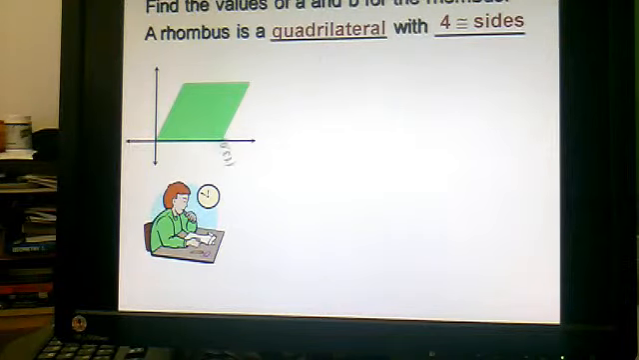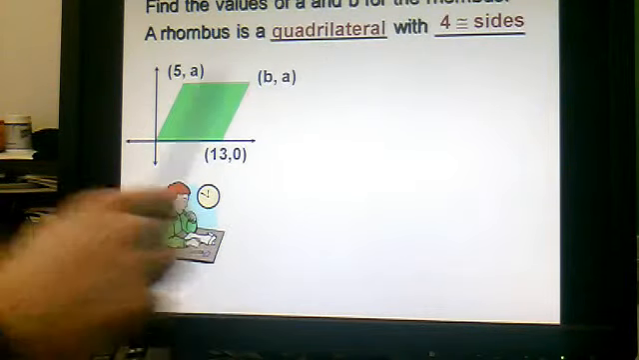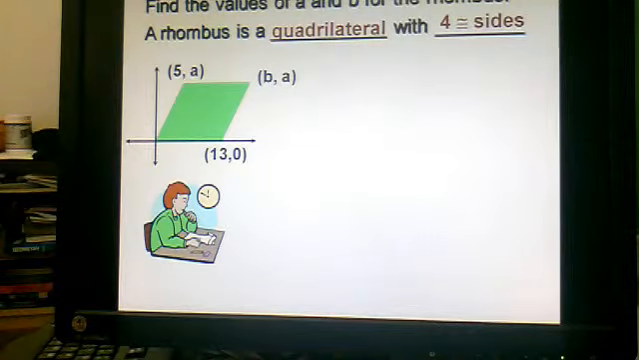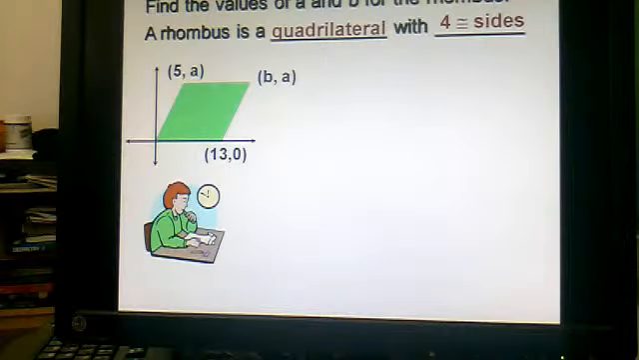I'm going to give you some numbers on this, and you're going to try to find the values of A and B again. So this first corner is 13 comma 0, and that top left is 5 comma A. And the top right is B comma A, which makes sense if they have the same y coordinate, because this is a horizontal line. So, see if you can find A and B using the fact that a quadrilateral has 4 congruent sides when we call it a rhombus.